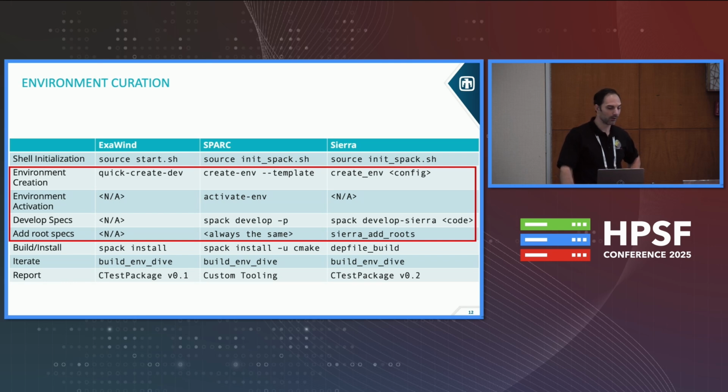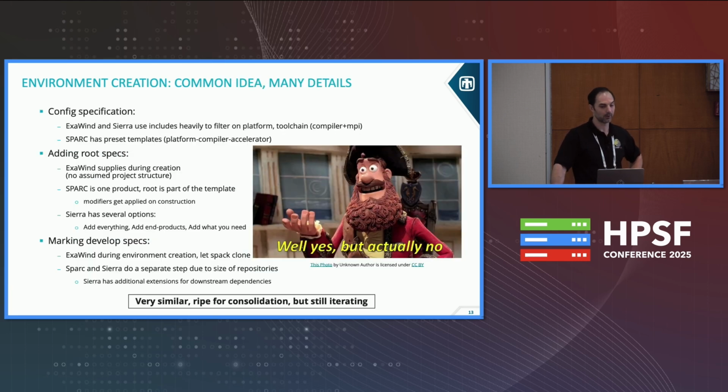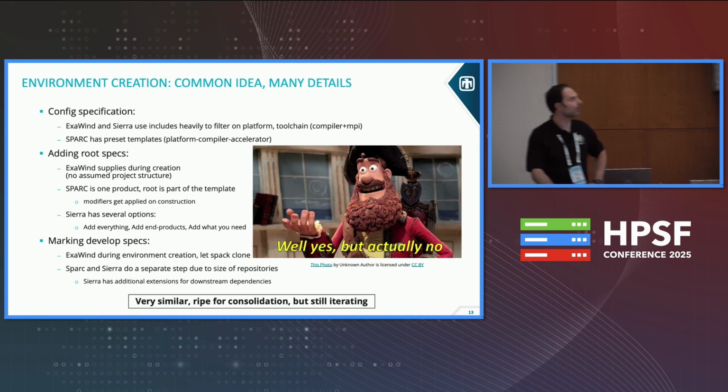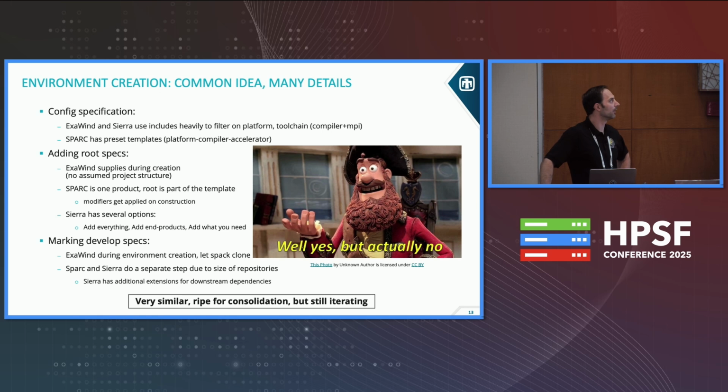Now, when we get to environment curation, there is a lot that goes on here. I'm going to lump it into 3 basic sections. Basically, they're the configs, which I mentioned. This is the lifeblood, right? This is what says to this machine, here's where my MPI is, here's what my compilers are. There's adding the roots: what is the software that you intend to build? And then there's marking things as develop, saying this is the stuff that I want to be developing and doing incremental builds of. Spack, please treat it differently.